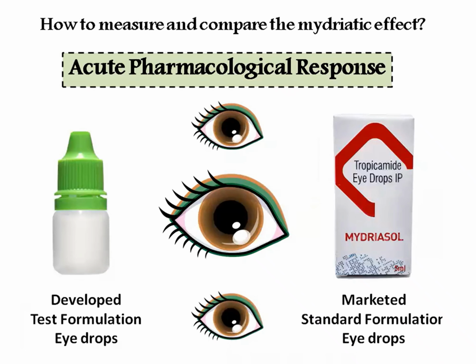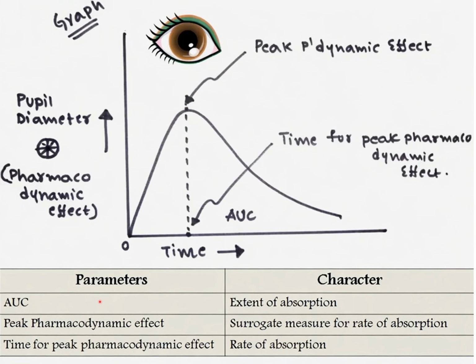So let's discuss the acute pharmacological response. In that response, we usually see the pharmacological impact of the drug. For example, developed test formulation, both of these drugs are having mydriasis. So which one is having better? First, we usually perform this by direct intervention. You can see here the pharmacodynamic effects.